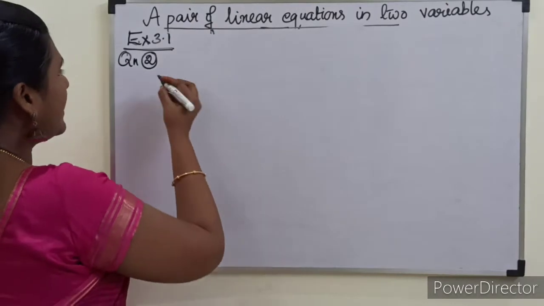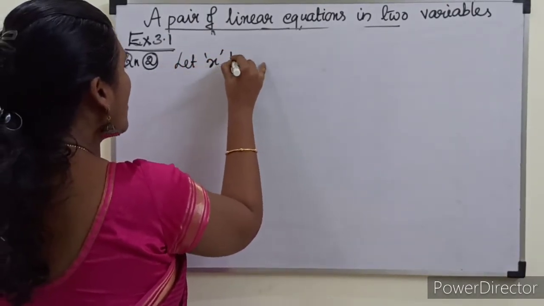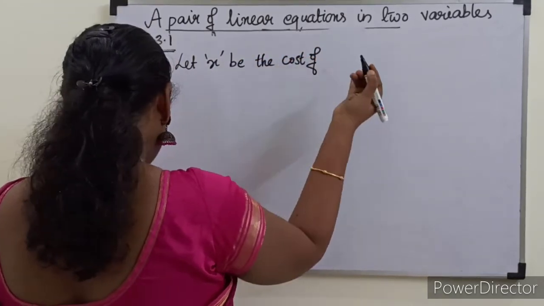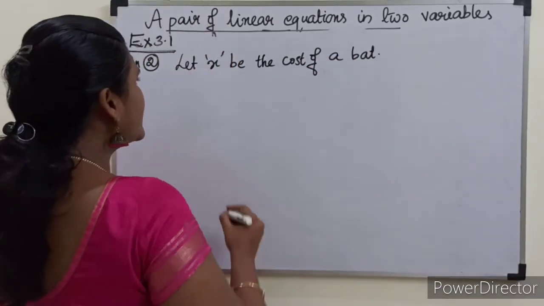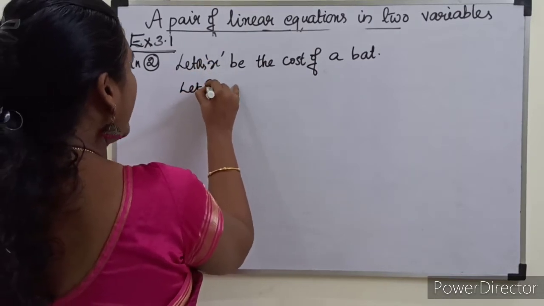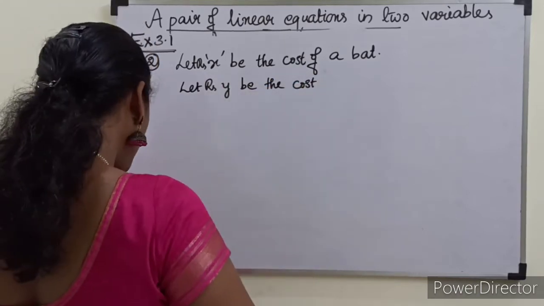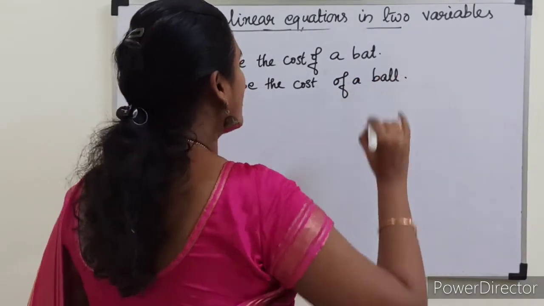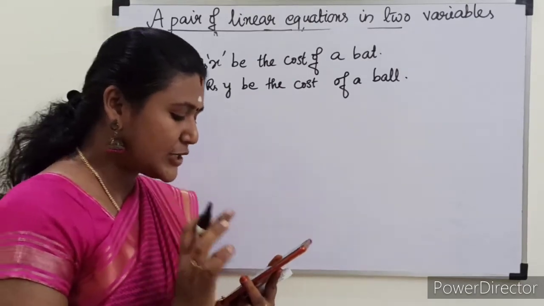So we have here x and y. Let x be the cost of a bat, x rupees. In the same way, let rupees y be the cost of a ball. So we are going to take the cost of a bat as x and the cost of a ball as y. Now we will read the situation.